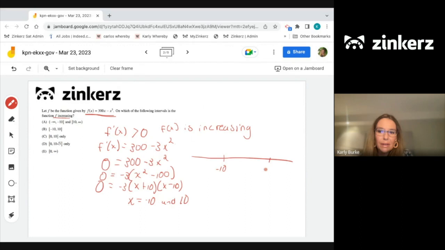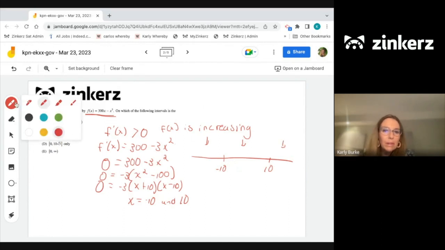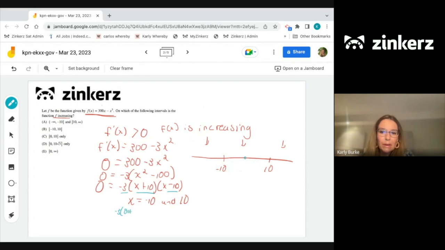We have negative 10 and 10, and I know it's equal to 0 there. So now I'm going to check in each interval and figure out where it's positive. I always like to start with 0 because it's easy, as long as it's not a value where the derivative equals 0. If I plug 0 in here, I end up with negative 3 times 0 plus 10 times 0 minus 10. Now remember, I don't care what the value is, I care if it's positive or negative. So this is negative 3 times a positive times a negative. A negative times a negative is going to give me a positive value.